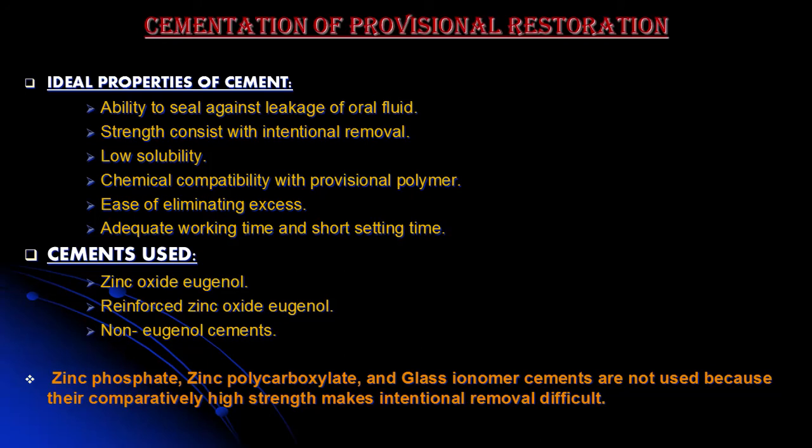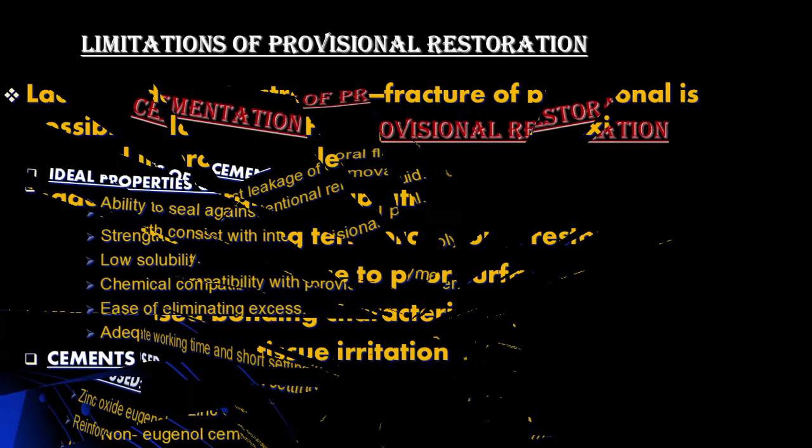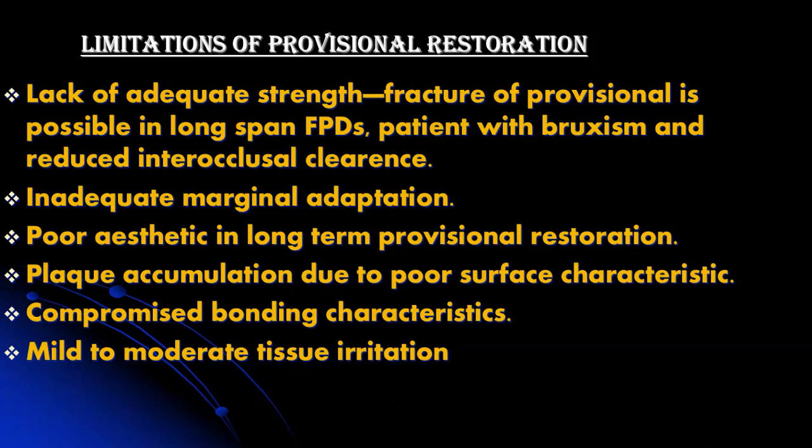Okay. Lastly, the limitations of provisional restorations: lack of adequate strength, and fracture of the provisional is possible in long spans, especially if the patient has parafunction and reduced interocclusal clearance. Secondly, inadequate marginal adaptation, poor aesthetics in long-term provisional restorations, plaque accumulation due to poor surface characteristics, compromised bonding characteristics, and mild to moderate tissue retention.